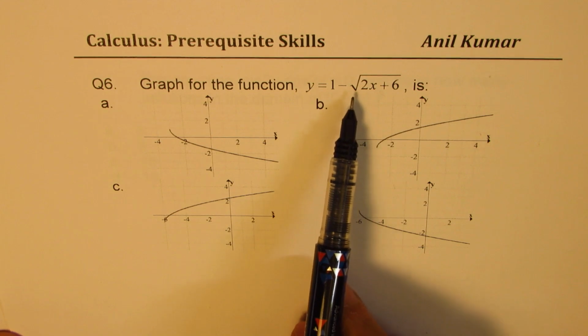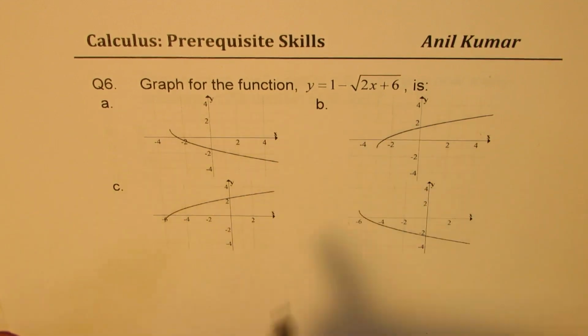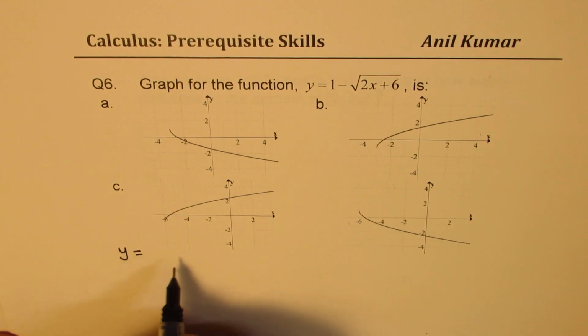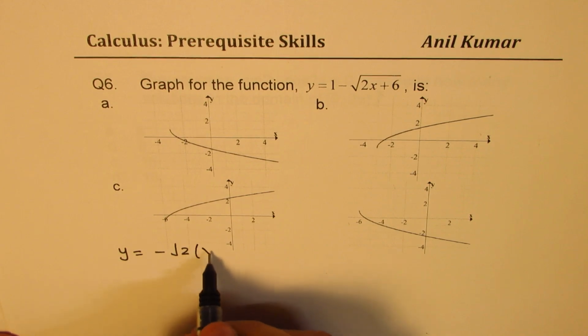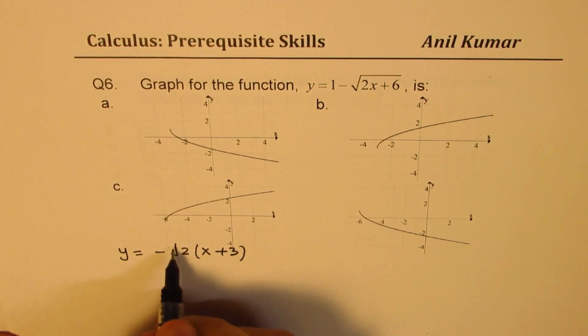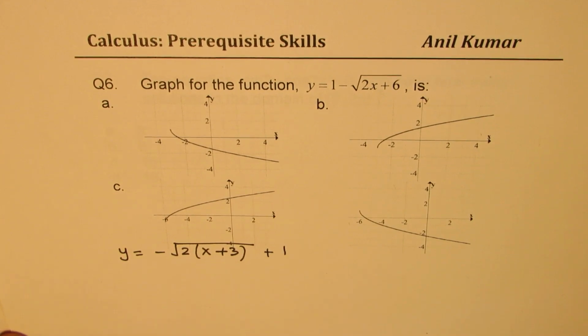So you need to review transformations, right? If you look at it, basically we can write the function as y equals minus square root of 2(x plus 3) plus 1, right? As you can see here, the transformation basically is a reflection on the x-axis.